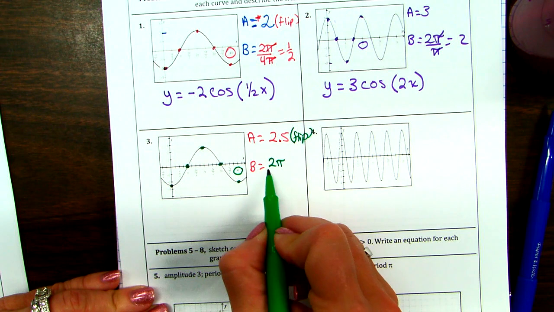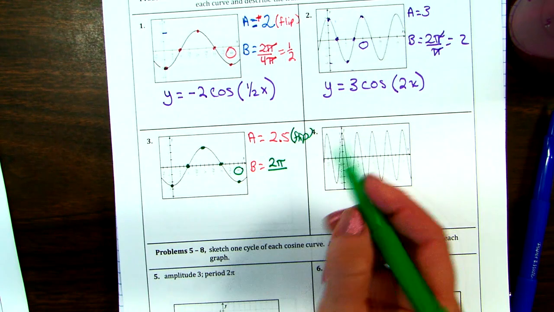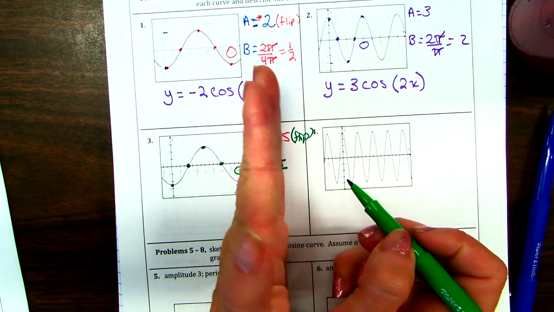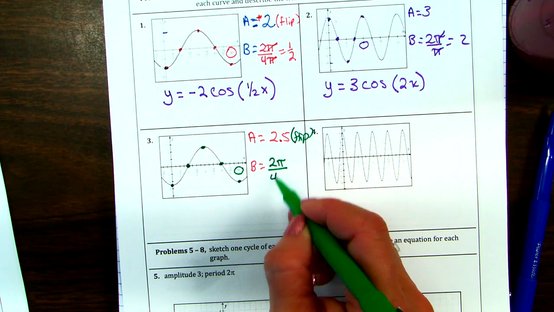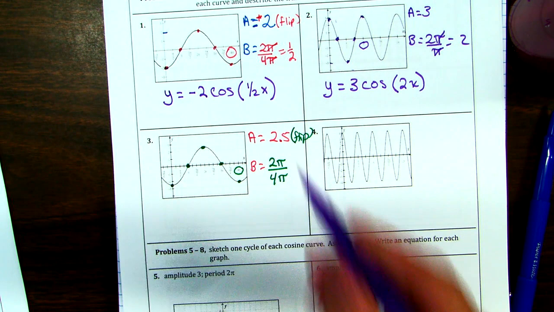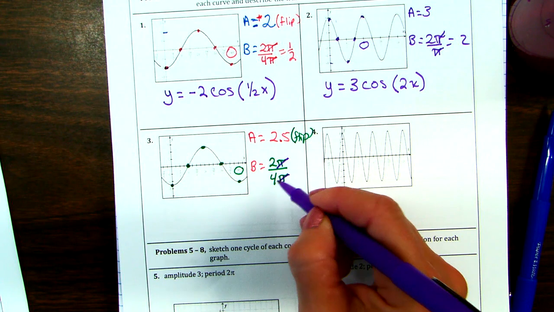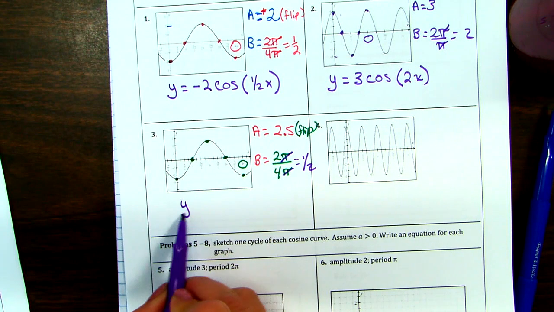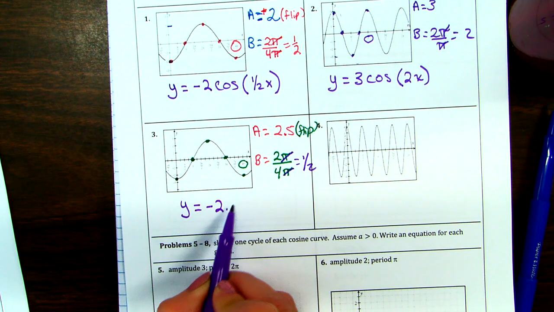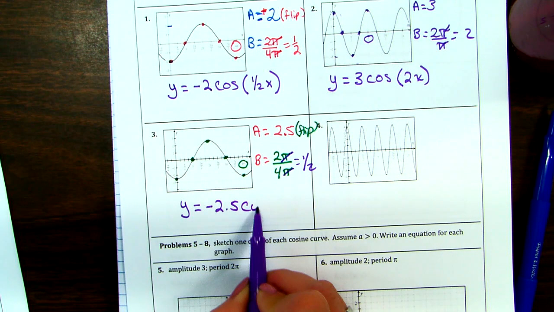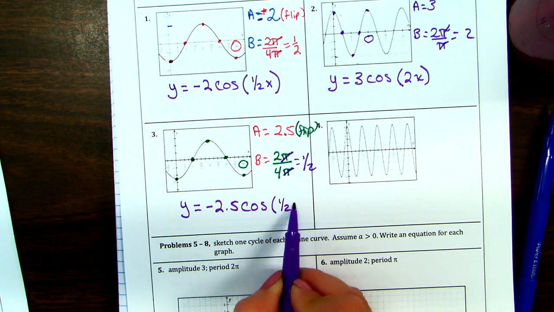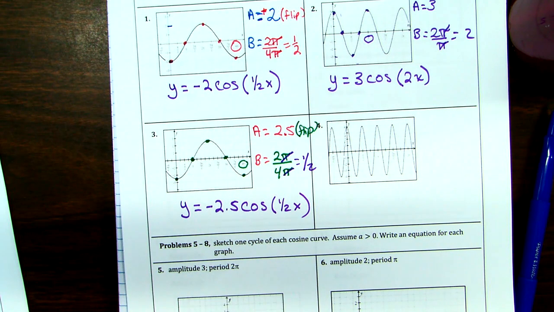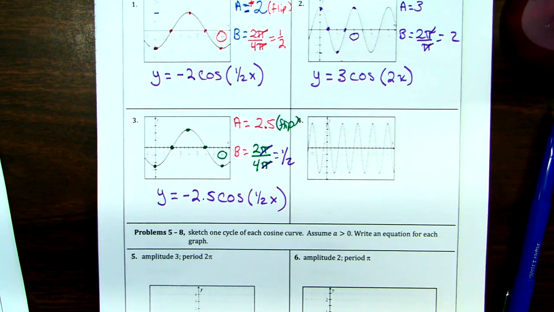2 pi divided by... So 2 pi is always in the numerator, divided by how far out did we go with our 5 points? 4 pi. And then to simplify that, pi's cancel. 2/4 is 1/2. So because it's a flip, we'd have a -2.5 cosine 1/2 x. You getting this?